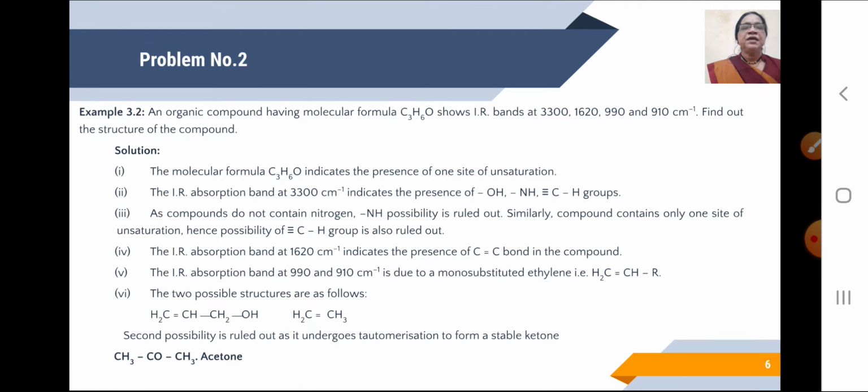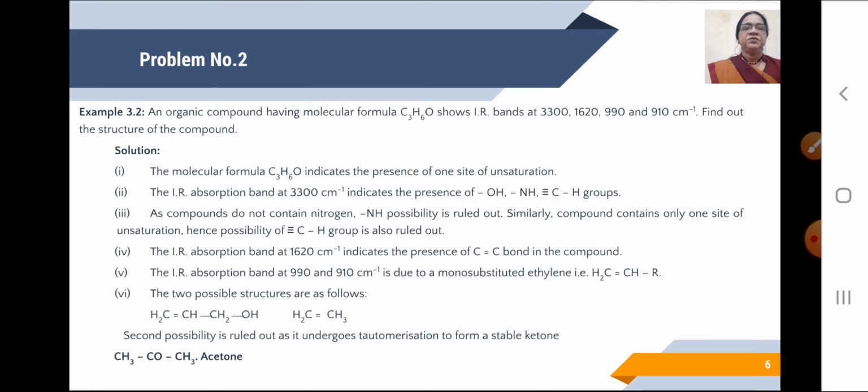The second, the IR absorption band at 3300 per centimeter indicates the presence of OH, NH or the triple bond CH stretching, the carbon which is bonded with the triple bond. It may be OH, NH or CH. As the compound does not contain nitrogen, the possibility of NH is ruled out. Similarly, the compound contains only one site of unsaturation. Hence, the possibility of the triple bond CH group is also ruled out.